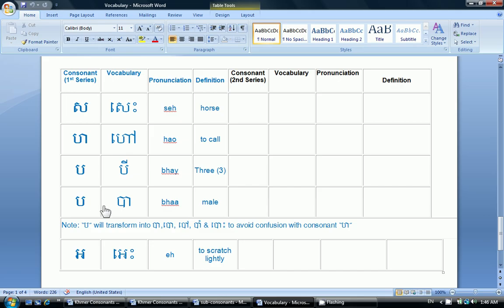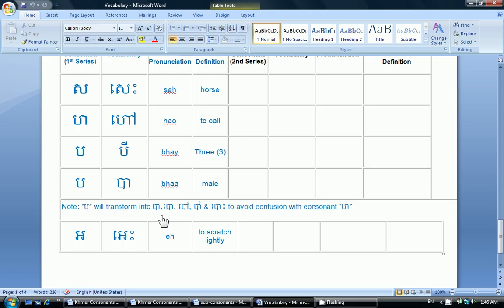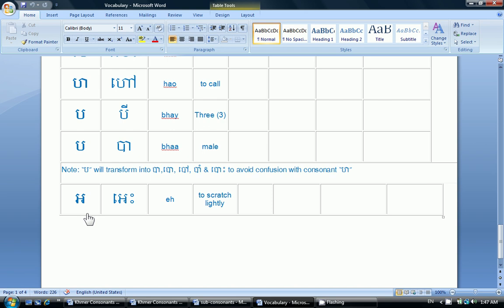Again, just to reiterate, bo will transform into this shape when we add the vowels sra'a, sra'ao, sra'au, sra'am, sra'ah, like ba, bao, bau, bum, bah, to avoid confusion with the consonant ha. Now the last consonant is a. A means to scratch lightly.